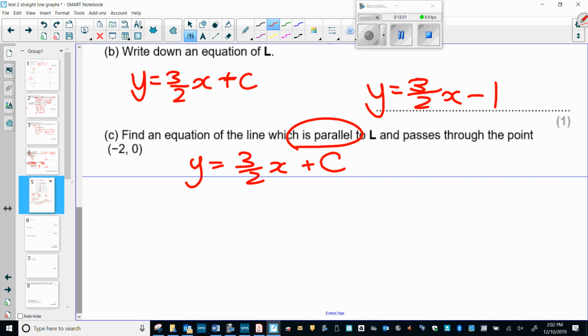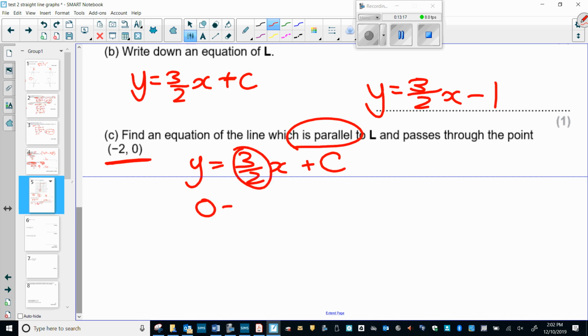Find the equation of the line which is parallel to L and passes through the point (-2, 0). We're on this one. So y equals mx plus c, that's the equation. So we put our m value in as 3 over 2.